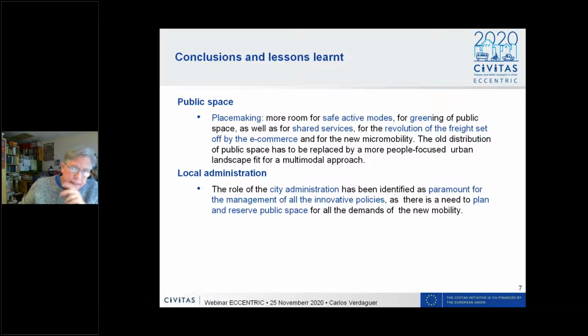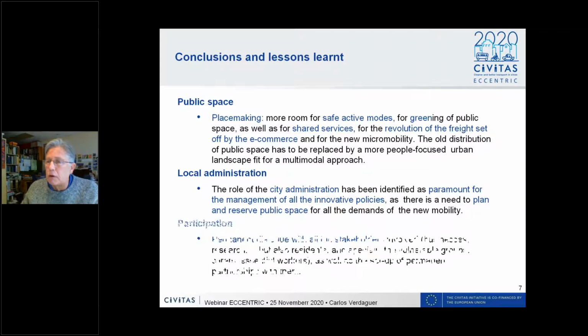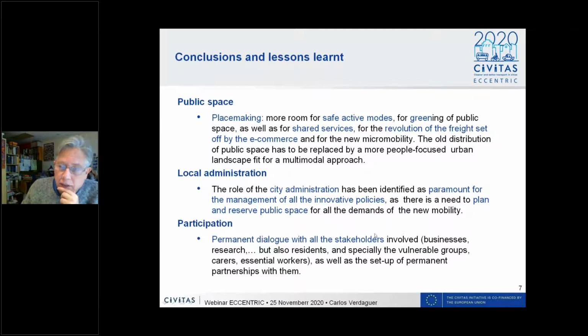Regarding local administration, the role of the city administration has been identified as paramount for the management of all these innovative policies, and there is a need to plan and reserve public space for all the demands of the new mobility, and this is only possible from the administration's part.